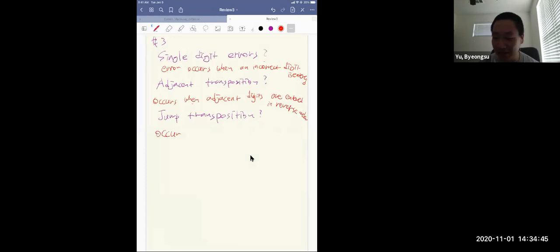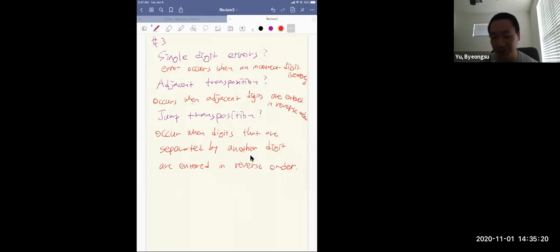And jump transposition errors occur when digits that are separated by another digit are entered in reverse order. So again, you don't need to memorize the words in the definition, but in the actual exam, you will see a matching problem about the definitions of those errors and the names of the errors, and just matching the name and each definition, then you are fine.